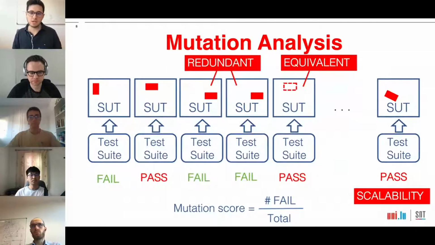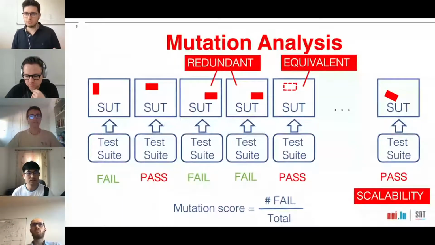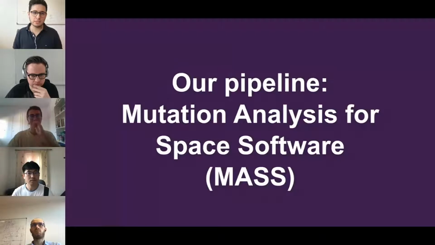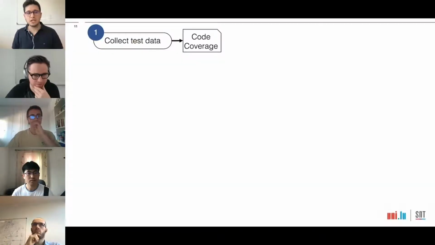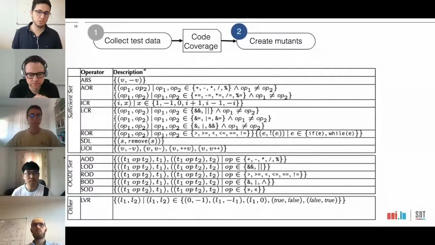Also, the presence of a large number of mutants introduces scalability issues, especially when the test suite takes hours to execute, like in cyber-physical systems. So to account for all these problems, we have developed a pipeline called mutation analysis for space software. The first step of this pipeline consists of collecting code coverage information from the test suite. Then we generate the mutants, and for this we rely on a set of operators indicated as effective in the literature, such as the sufficient set, the deletion set, and the LPR operator.